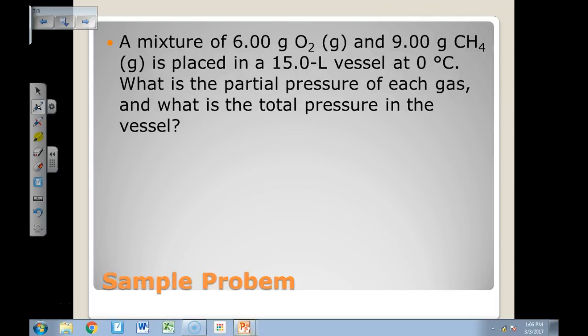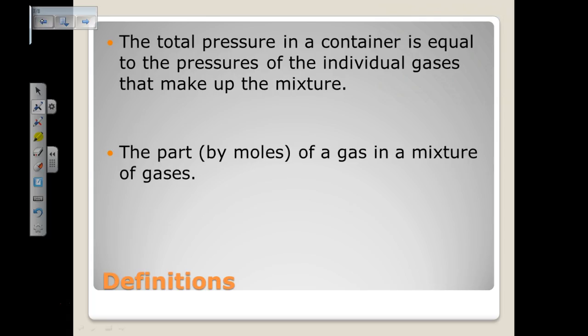So this is Dalton's law of partial pressure. That says that the pressure in any container, and I like to think of a container like a balloon or a bike tire, and I'll talk more about those two things in a second, is equal to the pressure of the individual gases.